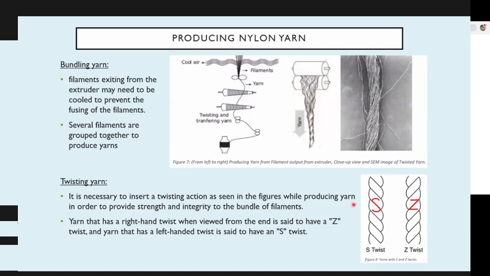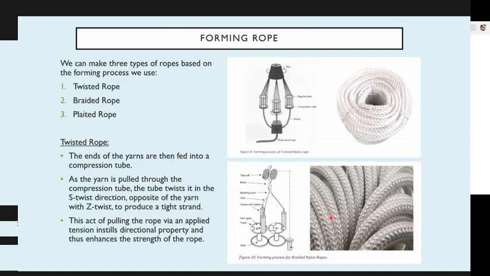Now yarn can be twisted in two directions. Left-handed twists are called S twist, right-handed twists are called Z twist. Now you can take these strands that are formed from these yarns to form different types of rope based on the processing used. For twisted rope, we basically pull the strands through and then twist them on a spinning bobbin type thing.